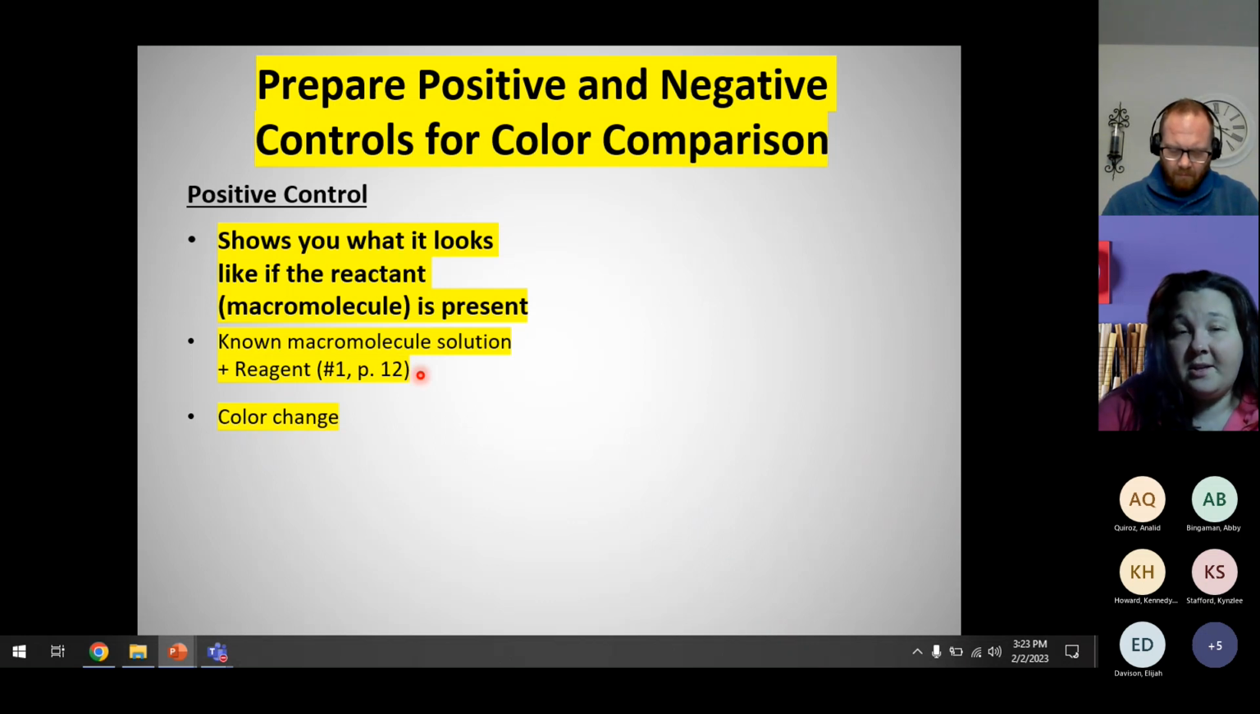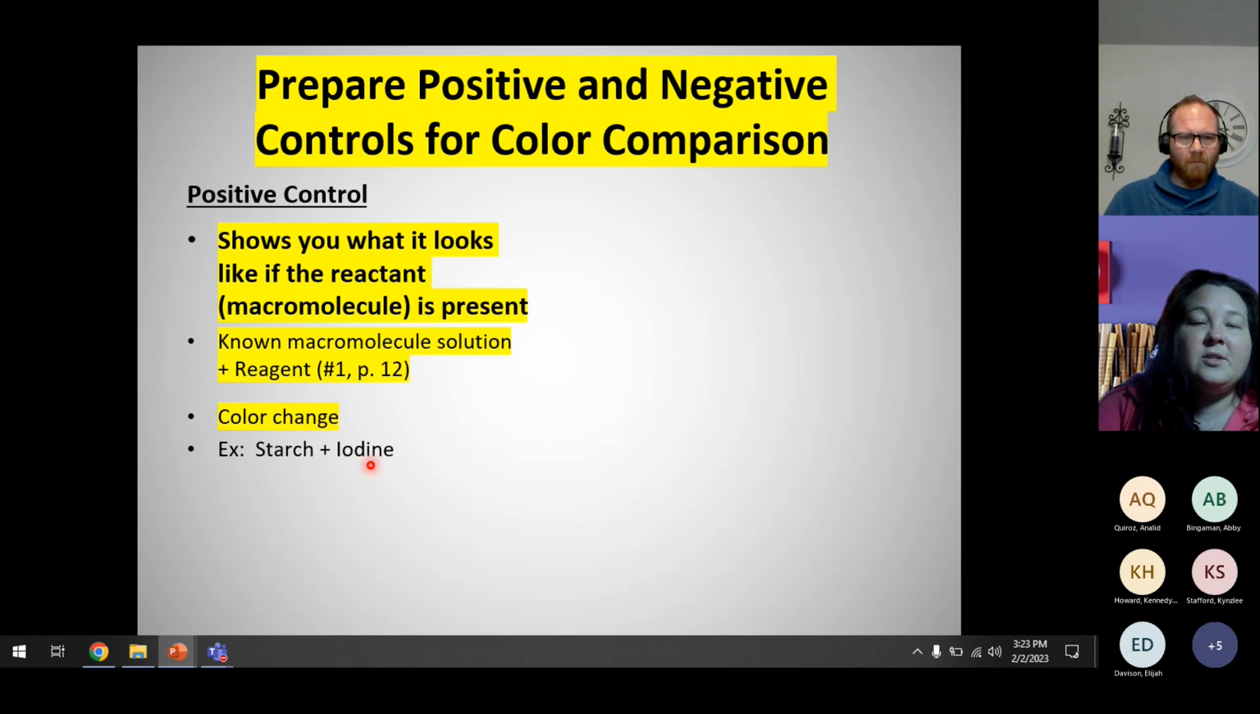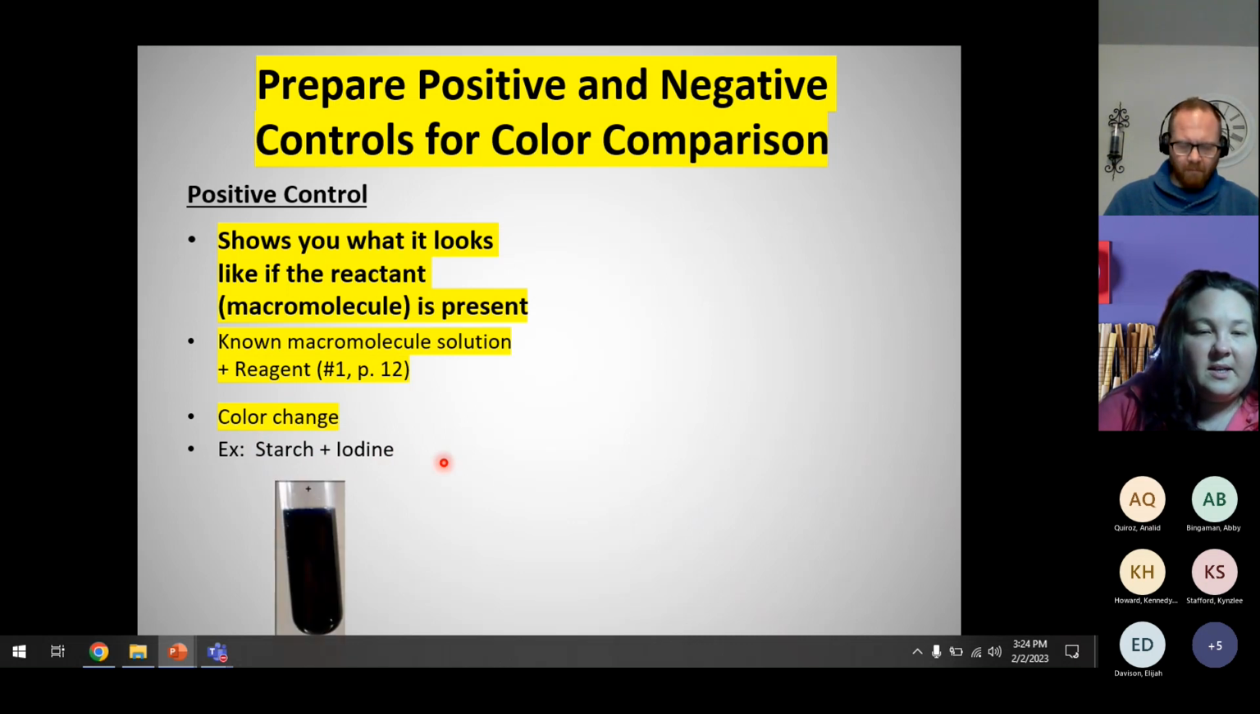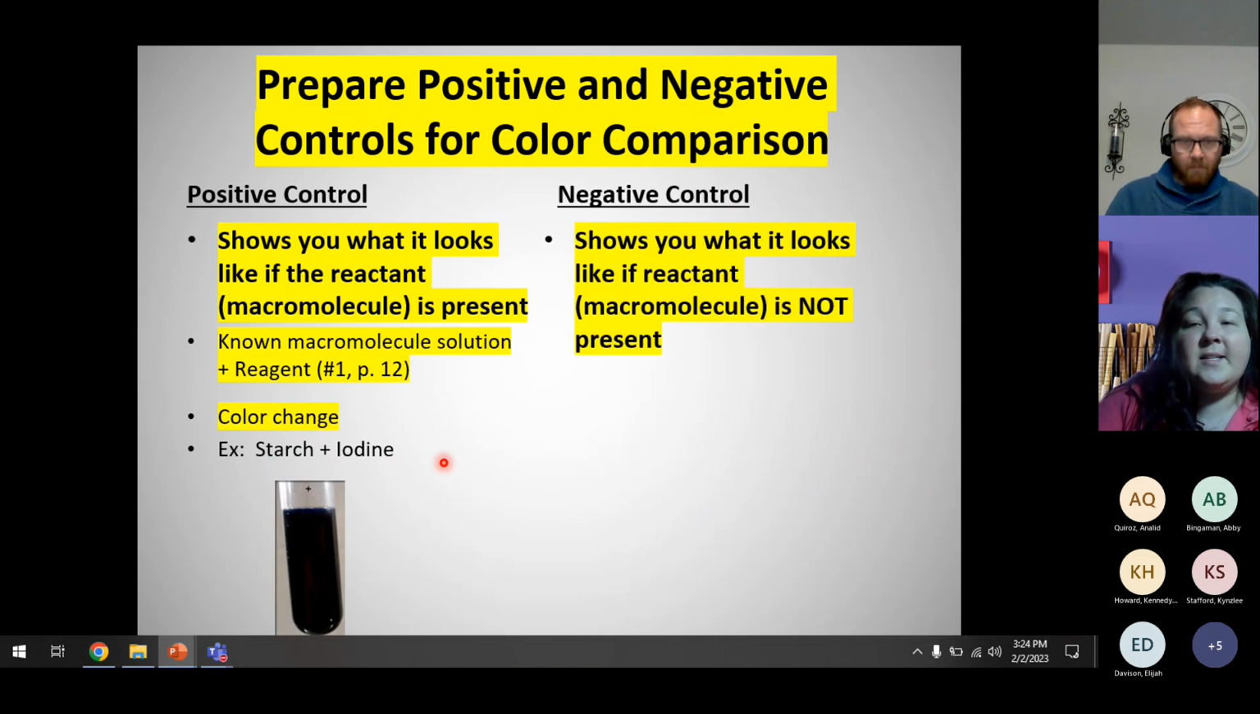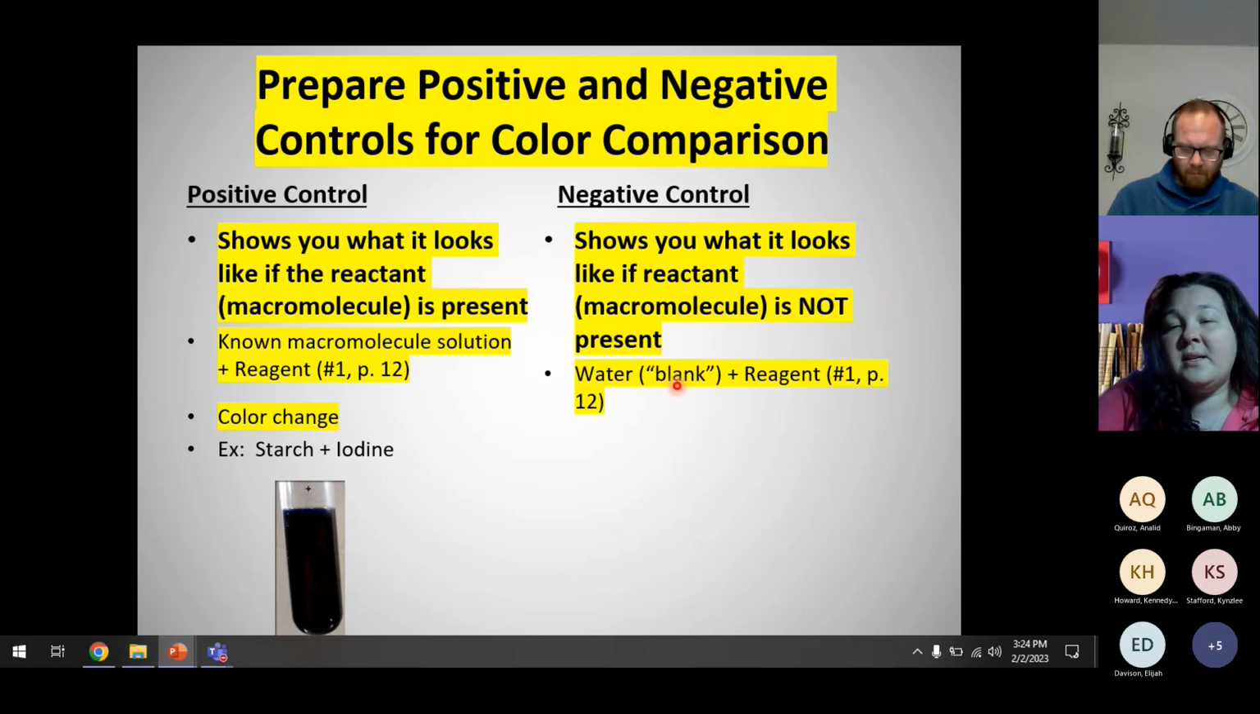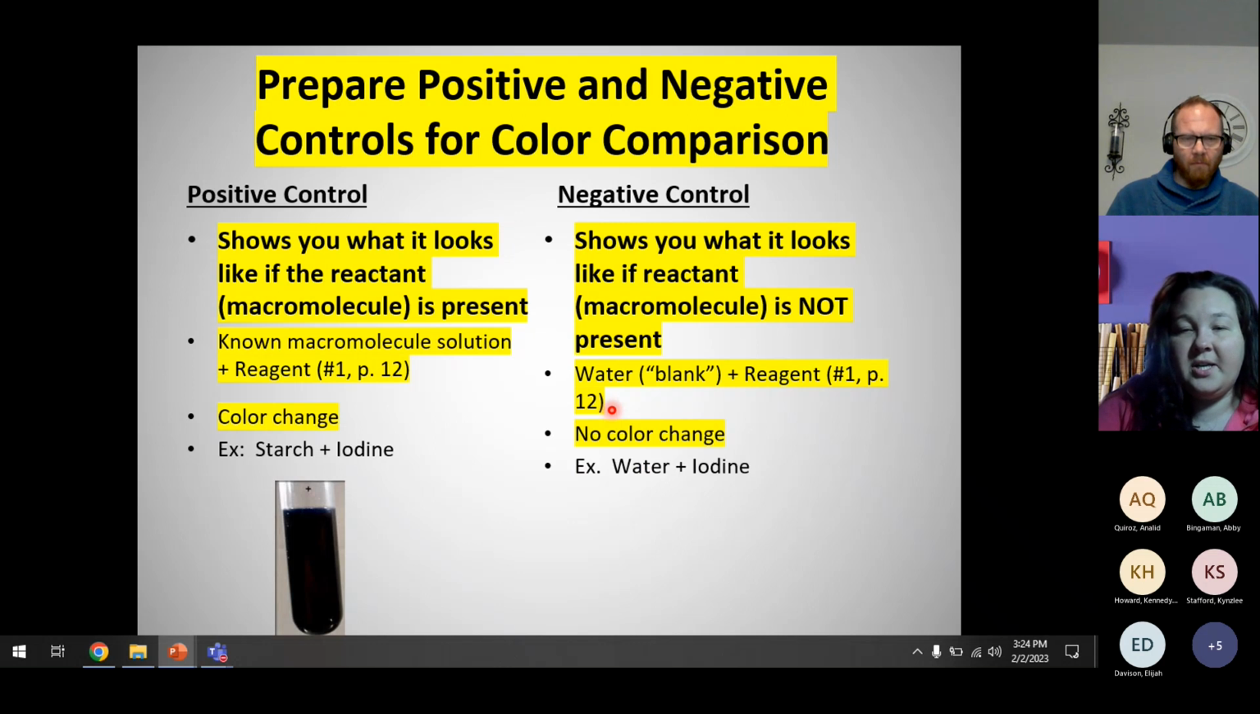You will observe a color change if the macromolecule is present. So for example, starch and iodine. Iodine is the indicator solution, the reactant, and starch is going to give you this. A negative control is the exact same, except it shows you what it looks like if the reactant is not present. That we use the reagent plus the water, and that's the answer to the second part of question number 1. You will not see a color change.